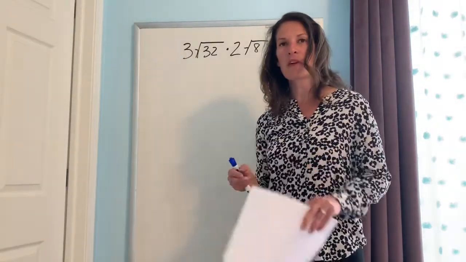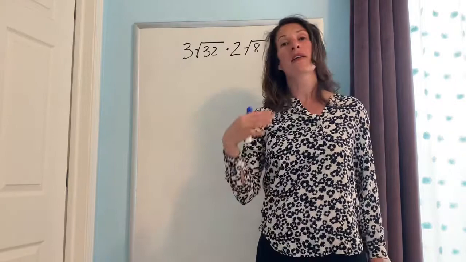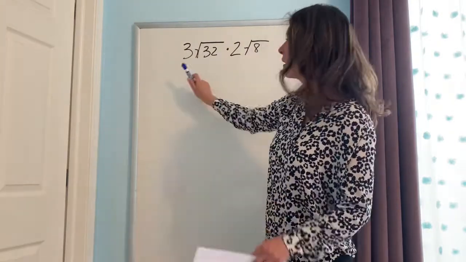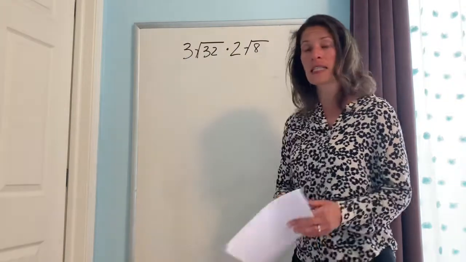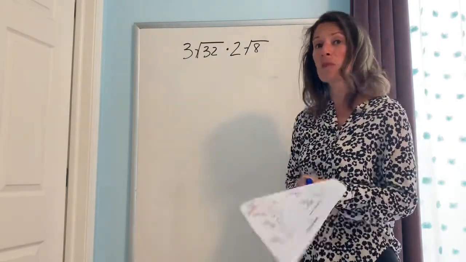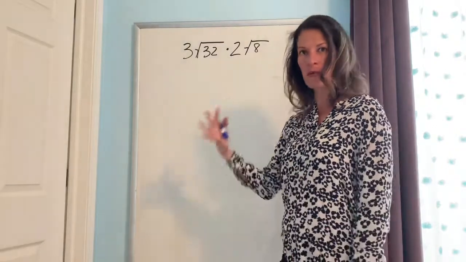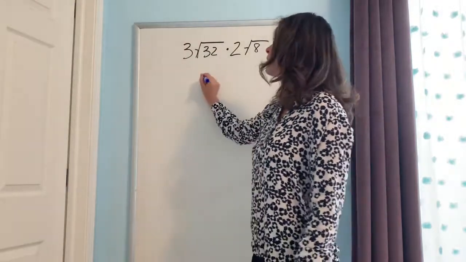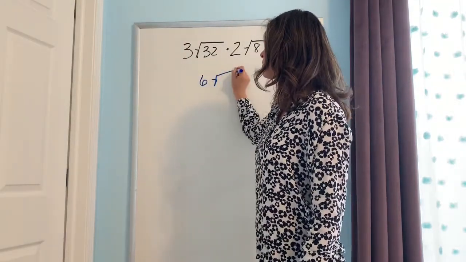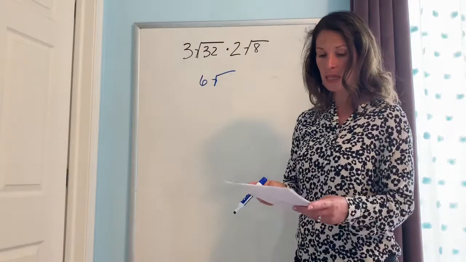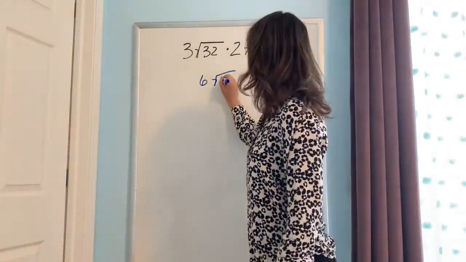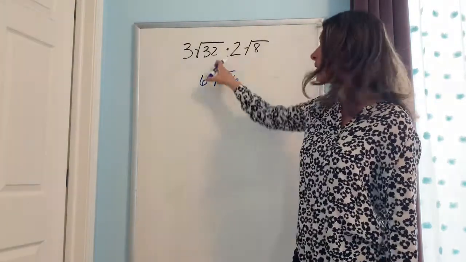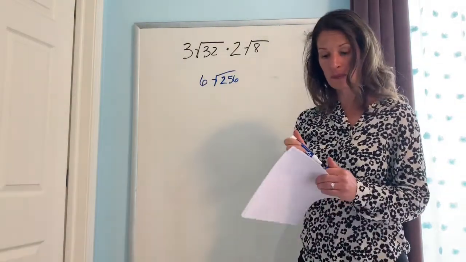Okay, let's look at number 5. So we've been just multiplying and we've only had something on the inside. So we've only multiplied on the inside. Here, I have something outside my radical and inside my radical. Now, the way that this works is I multiply what's on the outside by what's on the outside and what's on the inside by what's on the inside. So 3 times 2 is 6. Square root of 32 times 8 is 256. So I've multiplied the outside and kept it on the outside, and then multiplied the inside and kept it on the inside.